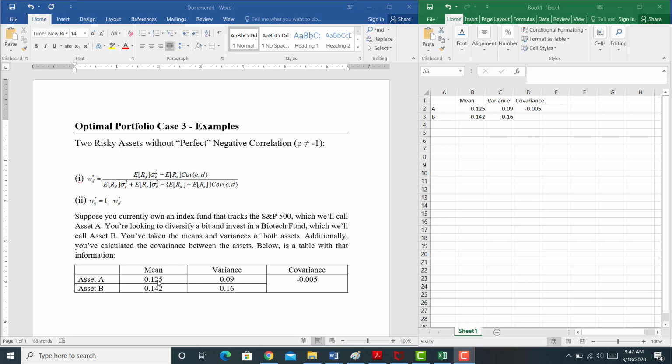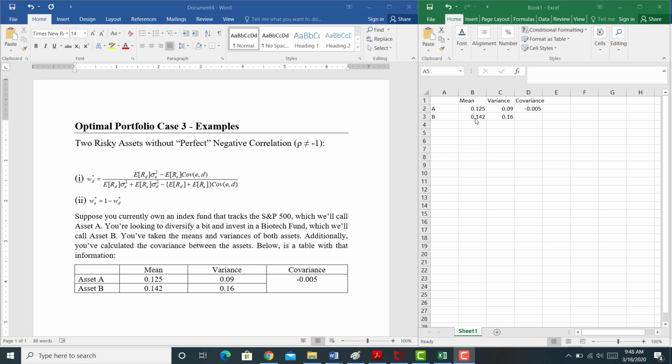Okay, so we've got a mean of 12.5%, which we will approximate with the expected return, and a variance of 0.09. This is for asset A. For asset B, we've got a mean of 0.142, or 14.2%, and a variance of 0.16. All right, so we can determine which of these two assets is going to be asset D, the less risky asset. It's going to be the index fund. We've also calculated the covariance of these two assets here in this column.